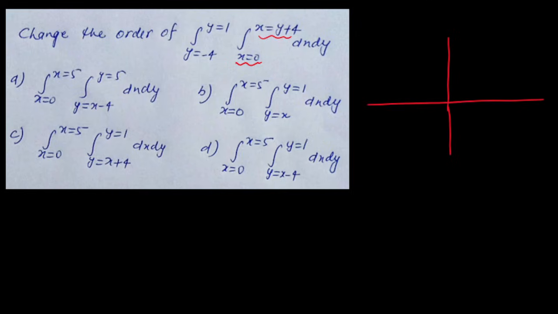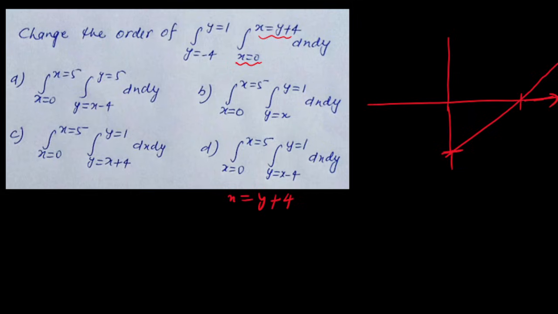So x is equal to 0 is the y-axis, right? And x is equal to y plus 4. How should I draw this line? If I take x equal to 0, y is equal to minus 4, so there will be a point somewhere here. And if I take y equal to 0, x will be 4. So there will be a point over here, and the line will pass through like this. This is the straight line and this is the x-axis.